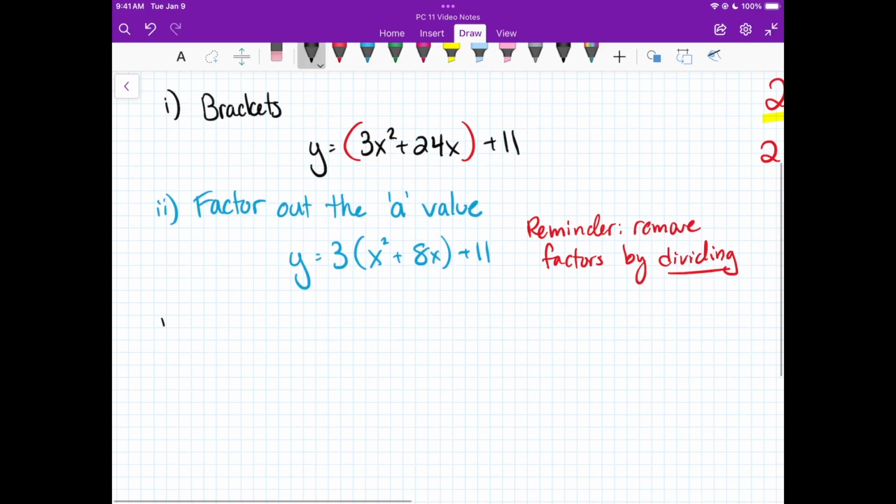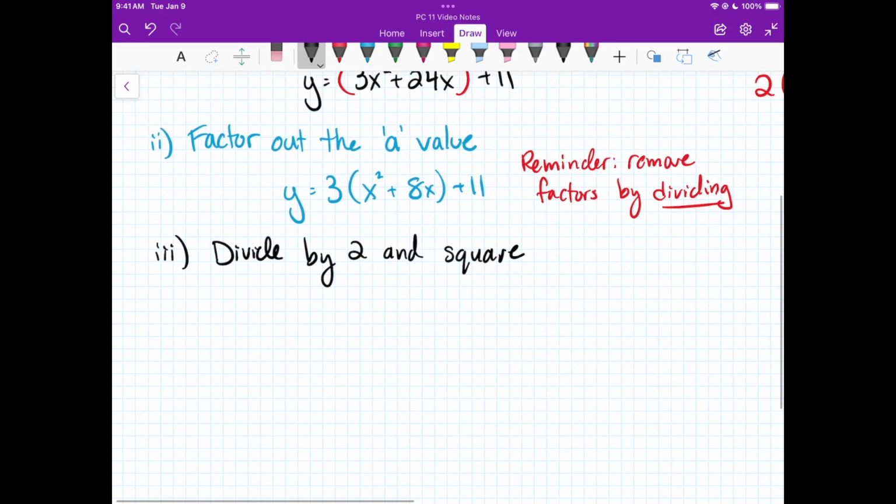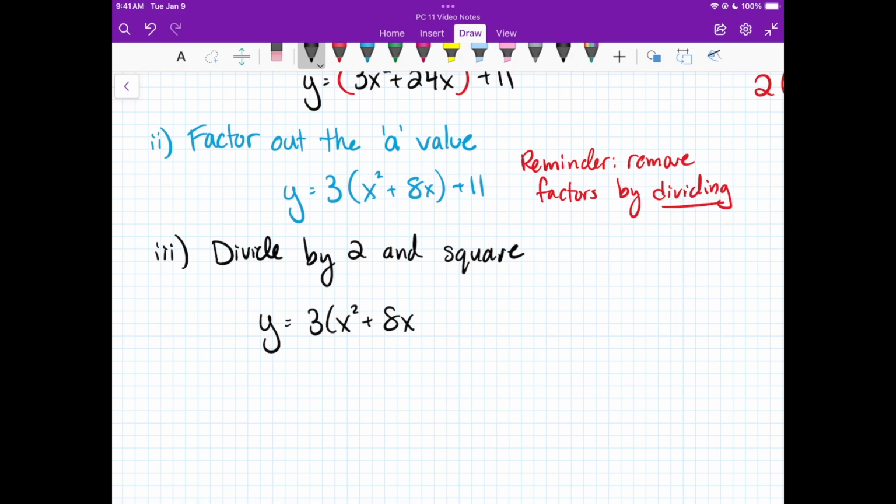Our next step is one that we're familiar with. So we've got this stuff in the brackets, and what we want to do is take our b coefficient, divide it by 2, and square it. So that is still the same. We divide by 2 and we square. So y equals 3 and then x squared plus 8x. 8 divided by 2 is 4. 4 squared is 16, so I'm going to add 16 and subtract 16 in the brackets, just like we did in the first part of completing the square. And then I've still got the plus 11.